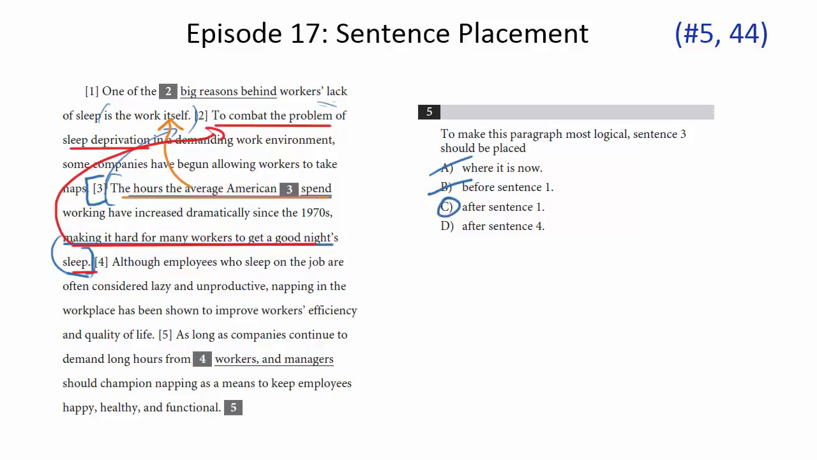C looks good. How about D? After sentence 4. Although employees who sleep on the job are often considered lazy, napping has been shown to improve workers' efficiency. And then suddenly going back to the hours they work and hard for them to get a good night's sleep. Now, this is not going to make sense. It doesn't connect to sentence 4.